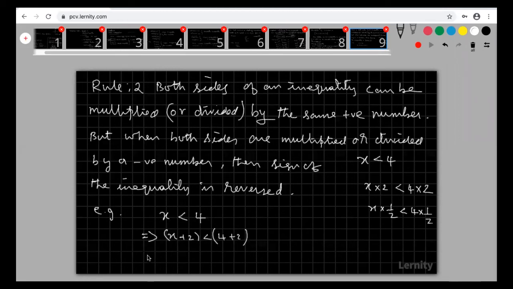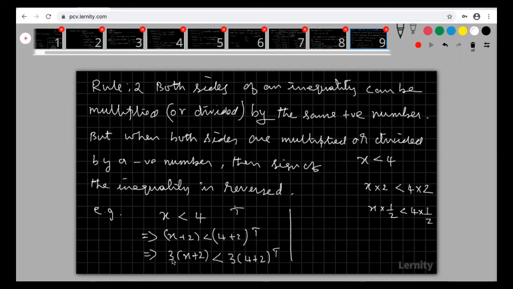Okay, again I am going to multiply by 3 on both sides. I am multiplying both sides by a positive number, no problem. Everything is true. This is true, this is true, this is true. Everything is true.